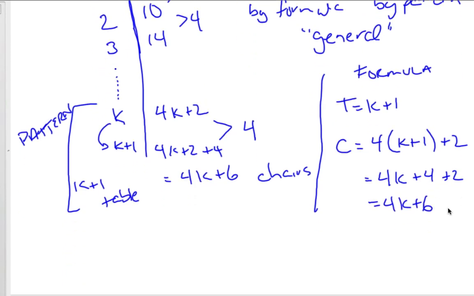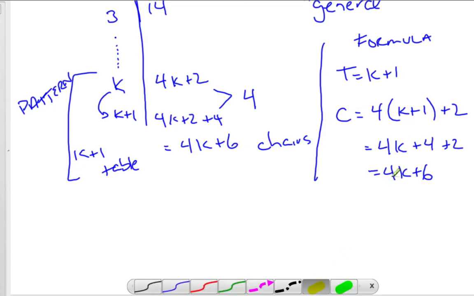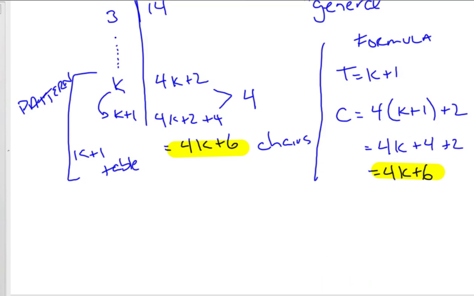And that is the whole key. If I have this by formula equal to this by pattern, I have then justified it algebraically. This is the general case. It's going to work for any value of k now.